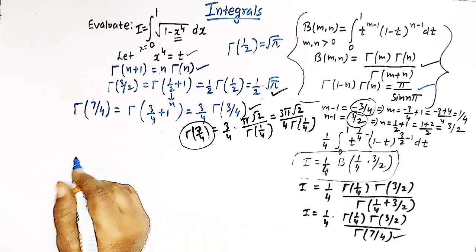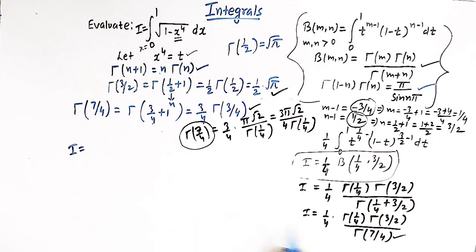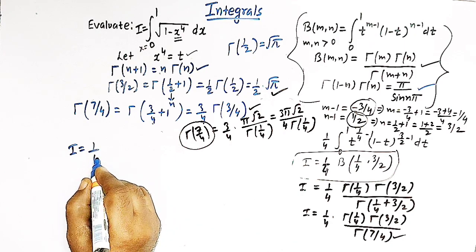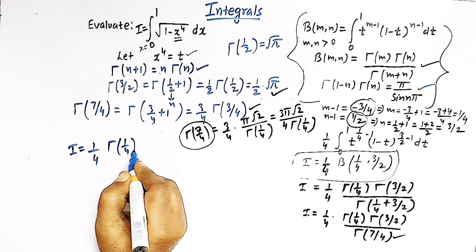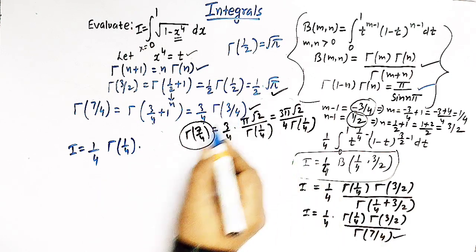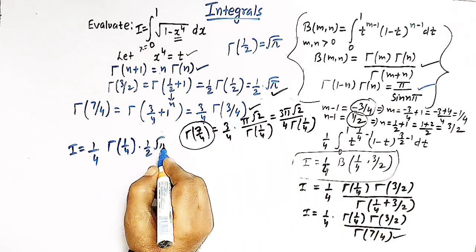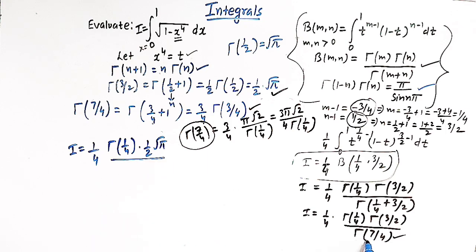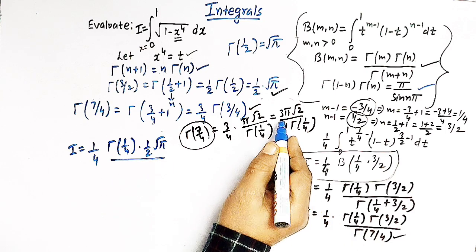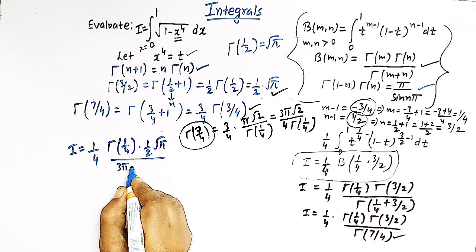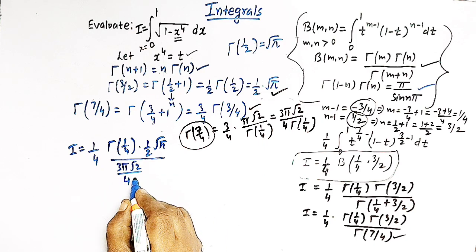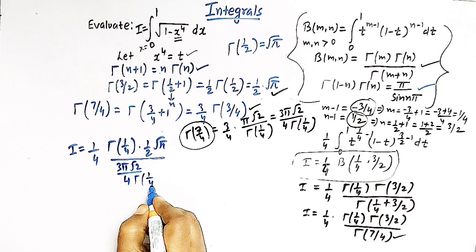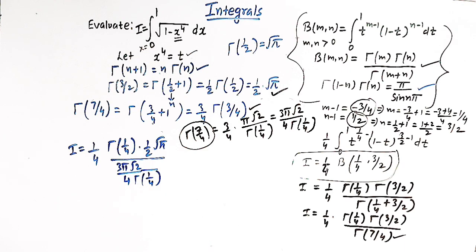So now we can write I is equal to 1 over 4. Then we have gamma 1 over 4, and gamma 3 by 2 is half root pi, and then we have gamma 7 over 4 as 3 pi root 2 divided by 4, and then here we have gamma 1 over 4, right? So let us rearrange the terms.